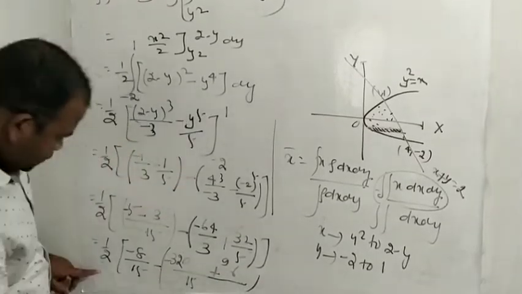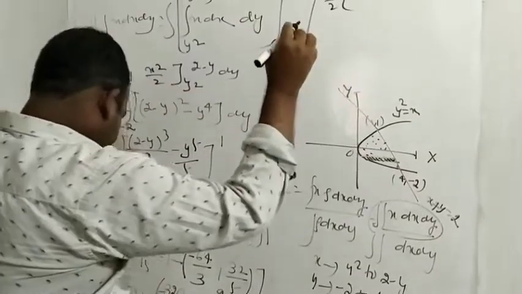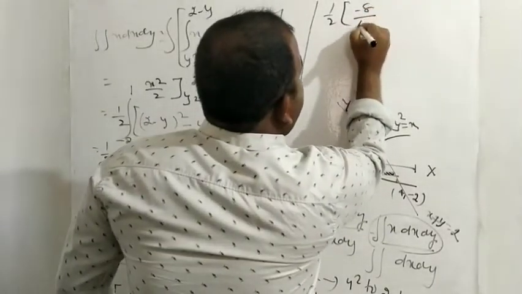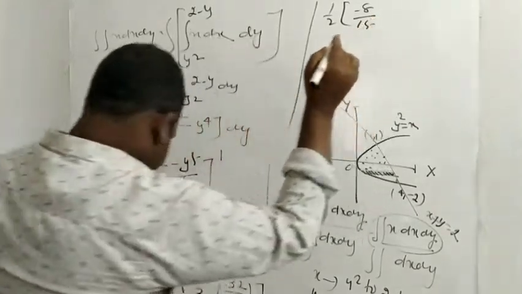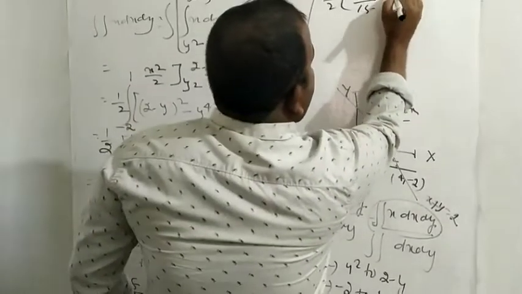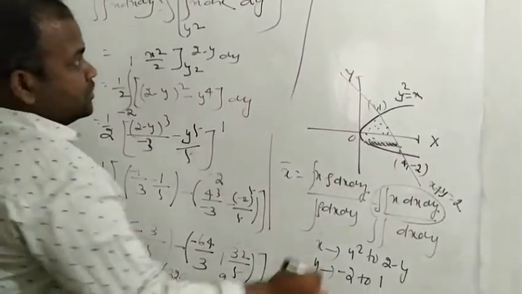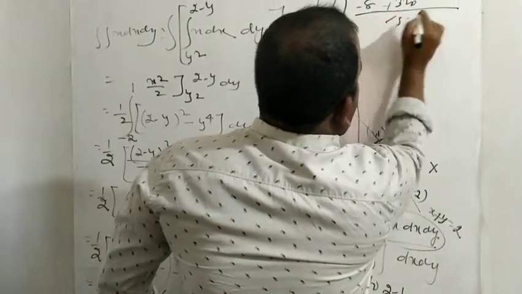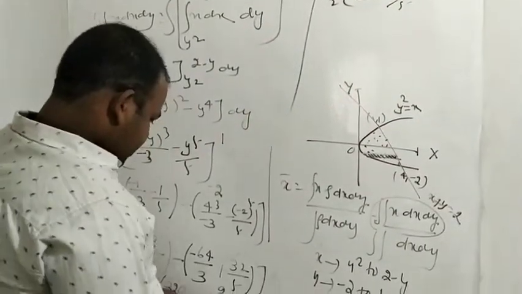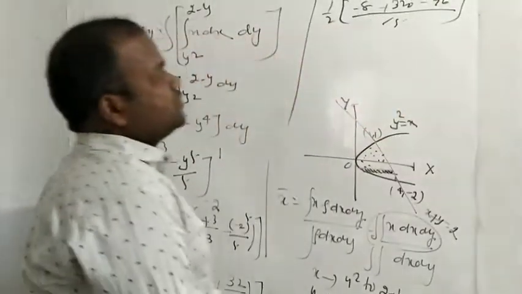Okay. So this is 1 by 2. This is 1 by 2 minus 8 by 15. Minus 8 by 15 is minus plus 320. LCM is 15, right? So that is LCM is 15. 15 minus 320, yeah, minus 96. So this is your final answer, okay?